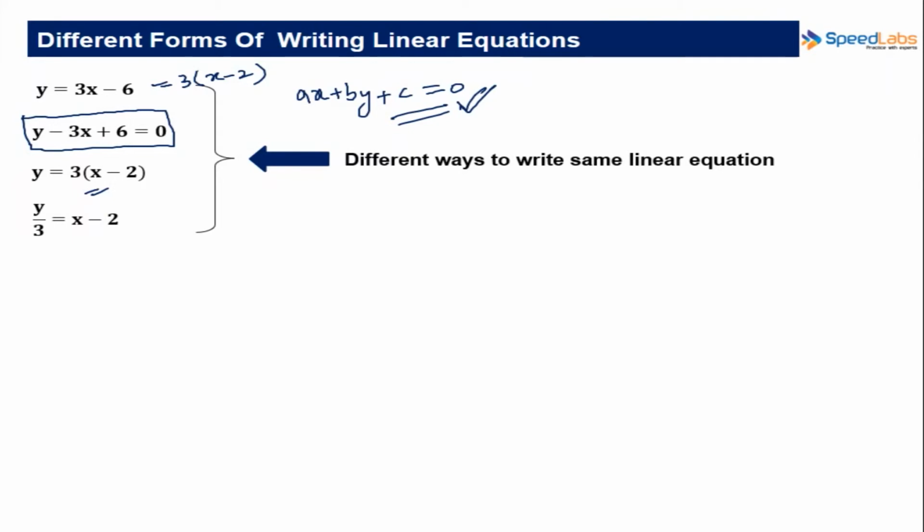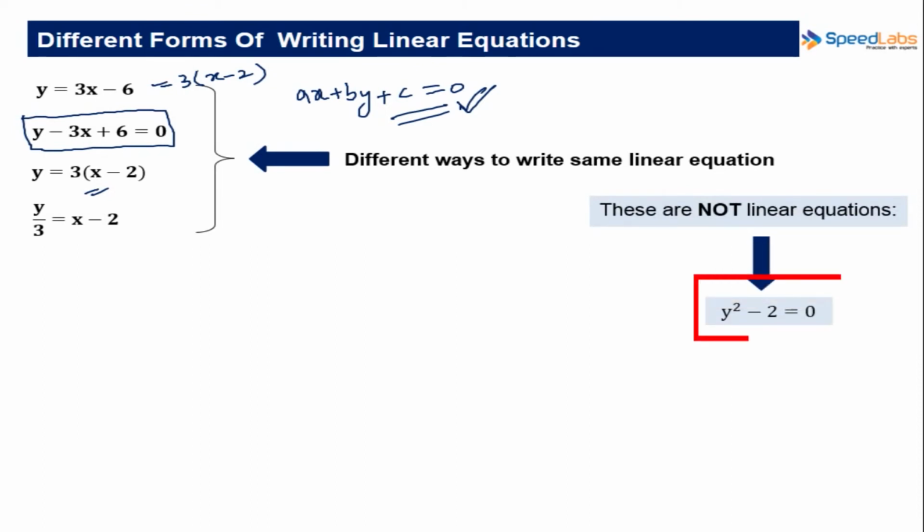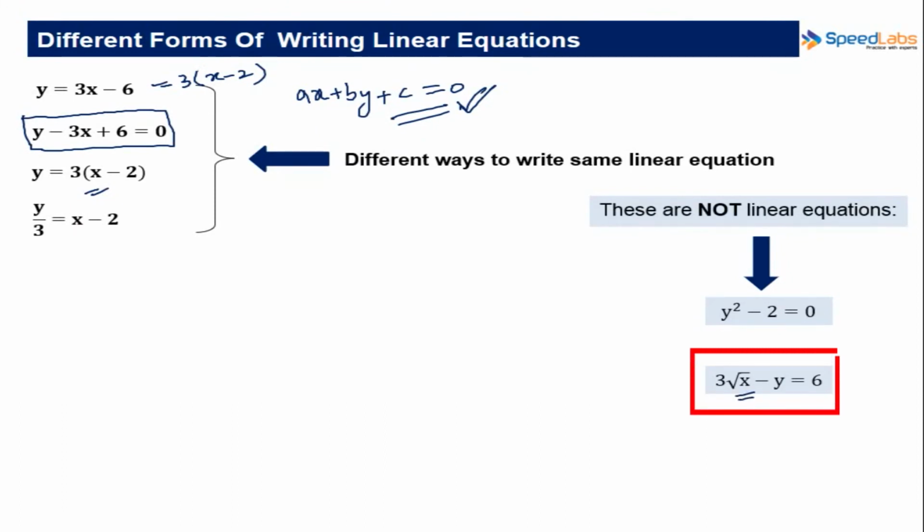Now let us see which equations cannot be linear equations. Equations in which the variables x and y do not have power 1 cannot be linear equations. So the following are not linear equations. If you look at this equation, the power of y is 2, so we can say that this is not a linear equation, it is a quadratic equation which you will learn in class 10. In this equation the power of x is half because a square root is a power of half, so again this is not a linear equation. So the power of x and y should be 1, and only then will it be known as a linear equation.